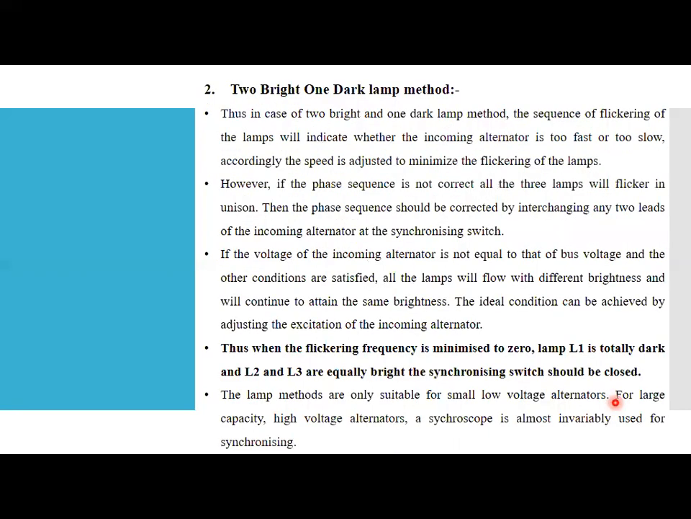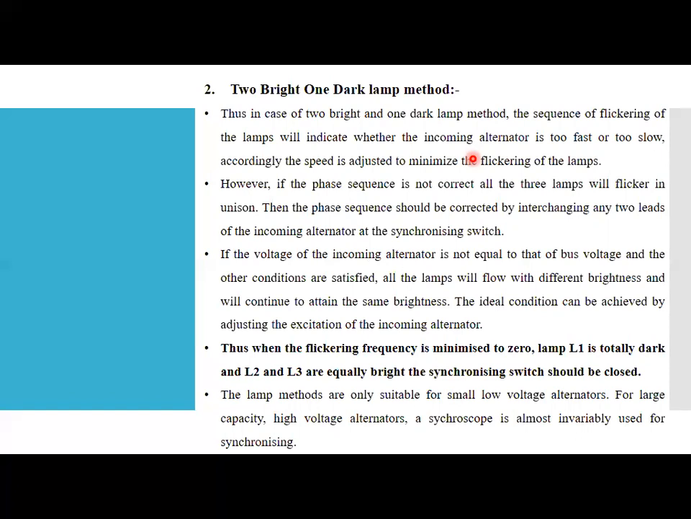Now suppose the second case. In the two bright and one dark lamp method, the sequence of the flickering of the lamps will indicate whether the incoming alternator is too fast or too slow. And according to that, we have to adjust the speed. What does the sequence indicate? Either your alternator speed is high or low, and accordingly we have to control the speed of the alternator. If we control the speed, flickering will be reduced, and once the flickering is zero, one lamp will be dark and two lamps will be bright, and we have to close the synchronizing switch.